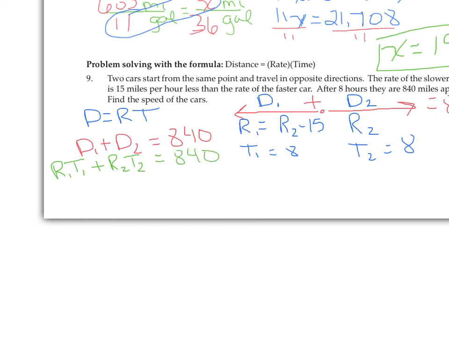And now I can put some numbers in. I know both of the times were 8. So I can replace time 1 and time 2 with 8. I also know that rate 1 equals rate 2 minus 15. I don't know anything about rate 2, so rate 2 is actually the one that has to stay in. But rate 1 is the same as rate 2 minus 15.